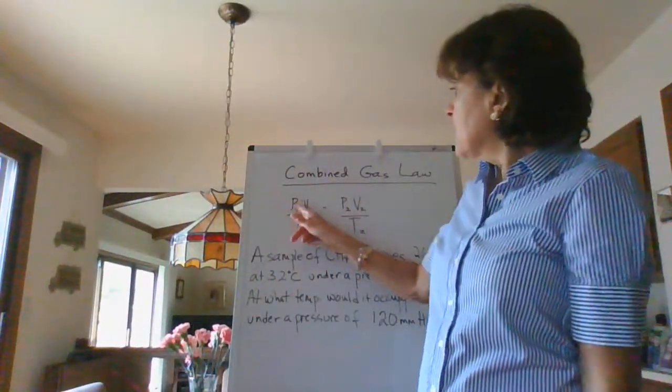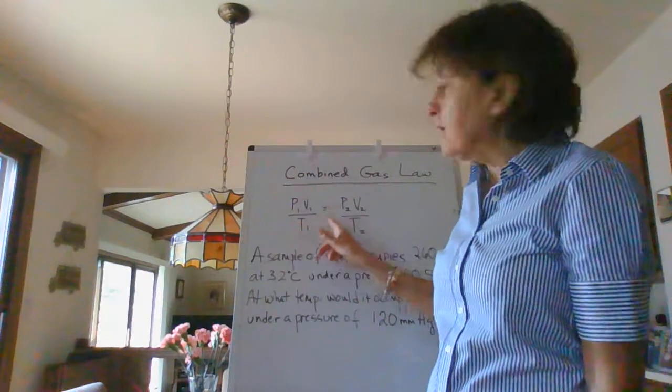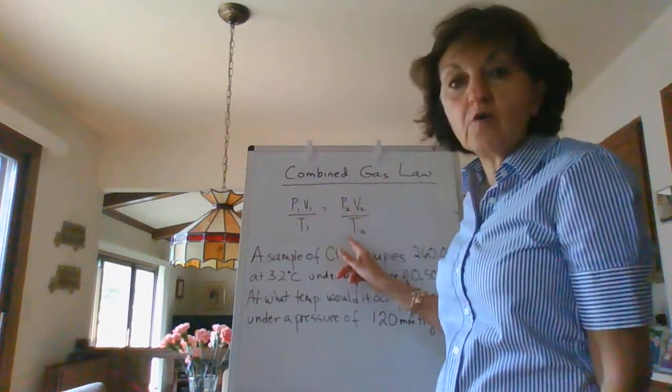Okay, what is the combined gas law? Well, remember how we did Boyle's law, where temperature was held constant, and that was the relationship between pressure and volume. And then we did Charles' law, where pressure is held constant, and that was the relationship between volume and the Kelvin temperature. Well, the combined gas law combines both of those together, and everything changes. Nothing is held constant. So here is the combined gas law: P1V1 over T1 equals P2V2 over T2.